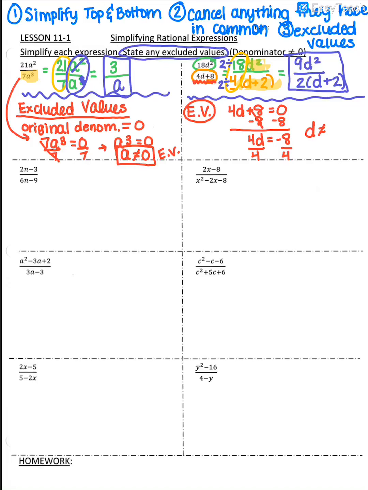Okay, so the answer is the 9d squared over 2d plus 2. The excluded value is d cannot be equal to negative 2. And the reason for that is in our domain, we can't include that number because if I plug it into my original denominator, I'm going to get 0. And you guys know we can't divide by 0. If you type something into your calculator and you divide it by 0, you are going to get an error message. We've talked about that sporadically throughout the year.